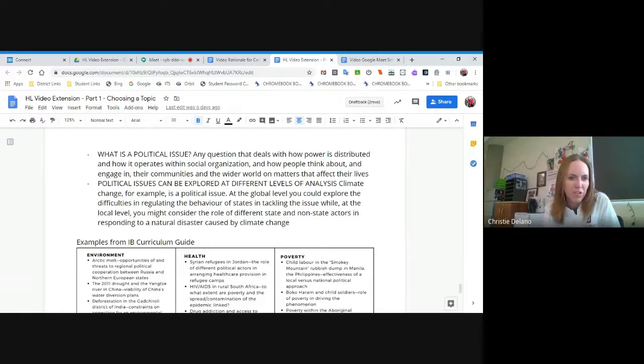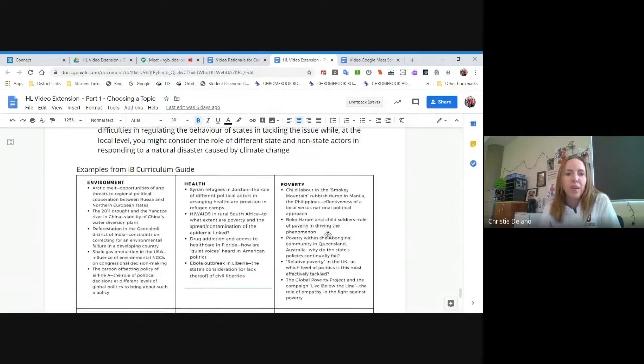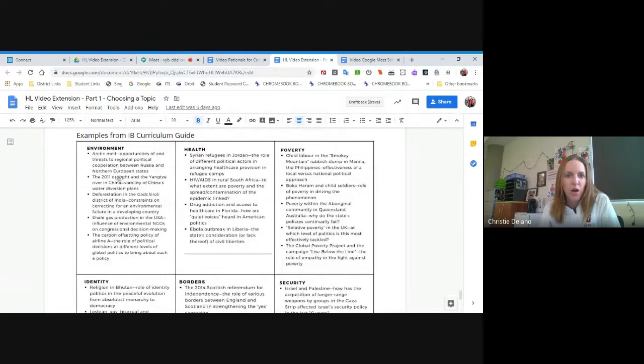Okay, so for example, climate change is a political issue. And you can break it down from a global level right to a local community level, all the way through. What we've got, again right out of the curriculum guide, is we've snipped out IB examples in terms of narrowing topics. So for example, within the environment, Arctic melt, opportunities and threats to regional political cooperation between Russia and Northern European states. So you can read through these.